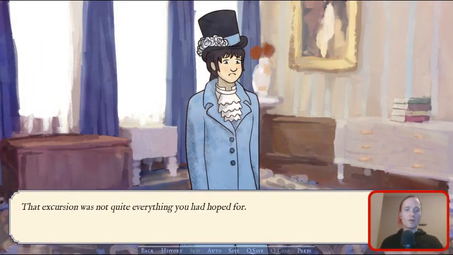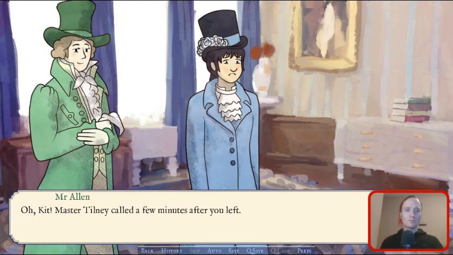The excursion was not quite everything you had hoped for. Okay, here's the thing. We didn't get to see the castle. We pissed off the people we kind of like. Do we just go back and redo this, or do we just go forward? I think let's keep moving forward. Okay, let's just charge forward. You know, if we get a bad ending, we get a bad ending. Yes.